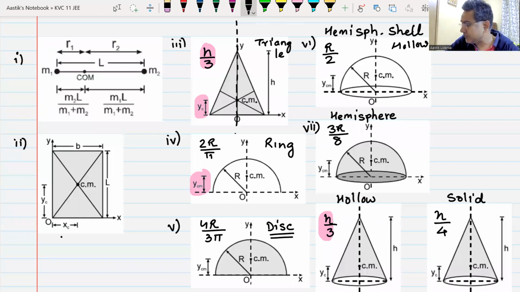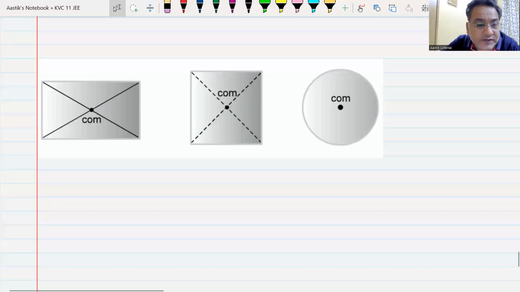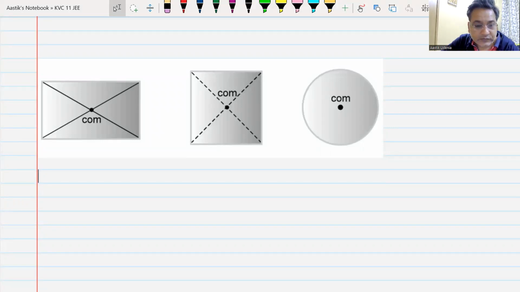We have seen the center of mass of some common bodies. Again, just to remind you that if a body is uniform, for example, a uniform plate, square, rectangle, or a disc, the center of mass will lie at the center. Do we understand this? Yes or no? Now, all these are questions, but I am giving you points that you have to remember.